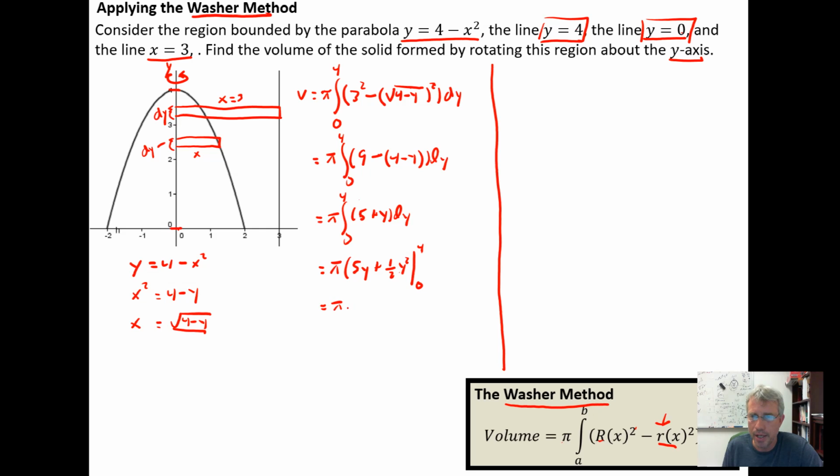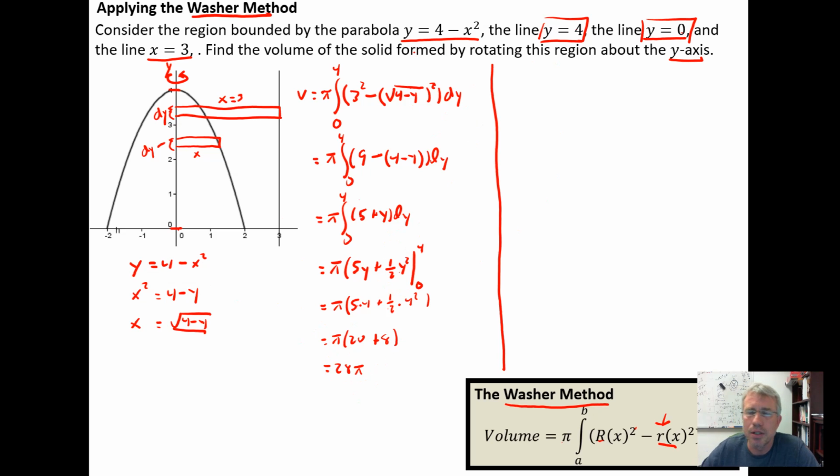So we get pi times 5 times 4 plus 1/2 times 4 squared, which is going to give us pi times 20 plus, and 1/2 of 4 squared is 1/2 of 16, which is 8, and we get 28 pi, and it's going to be cubic units because it's a volume of revolution.